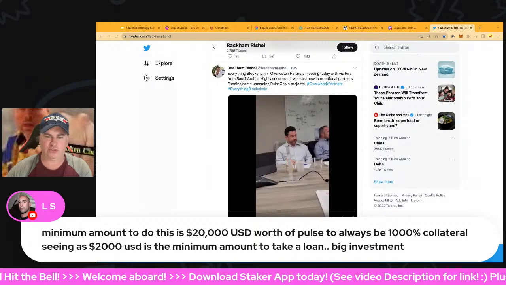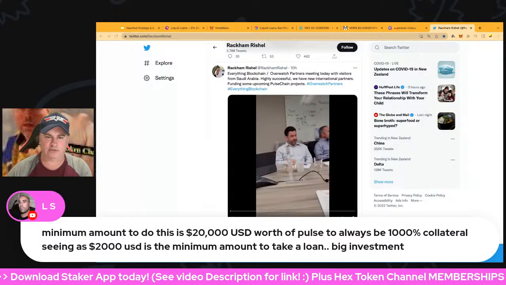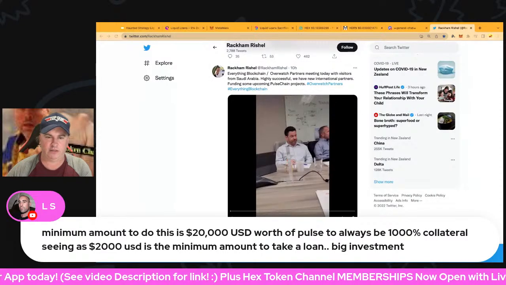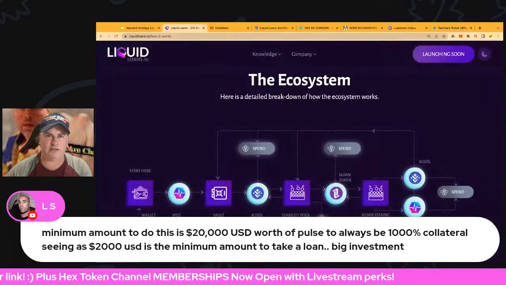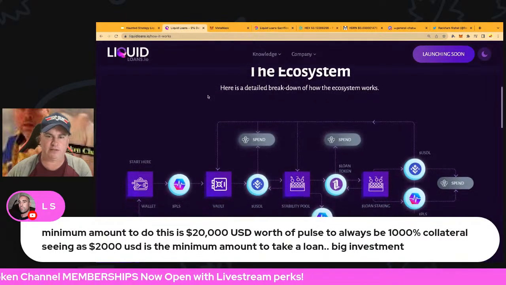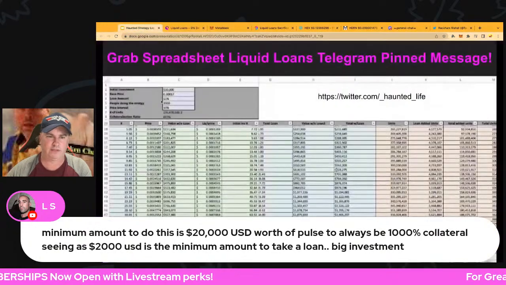Alice says the minimum amount to do this is $20,000 worth of Pulse to always be 1,000% collateral. Saying $20,000 is the minimum amount to take a loan, a big investment. I didn't know about that. I don't know if there's a minimum amount on the loan there. I don't think that's correct at all.